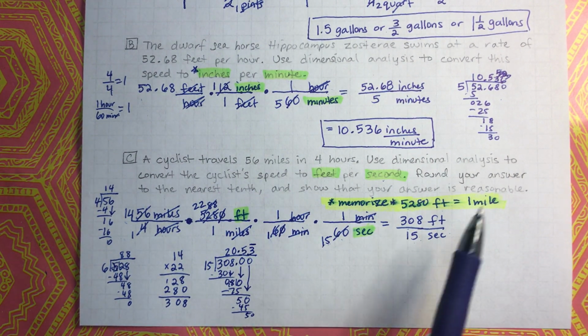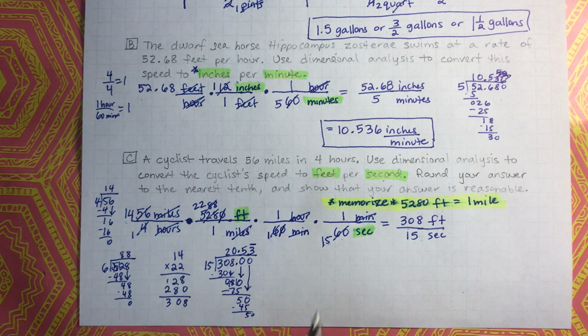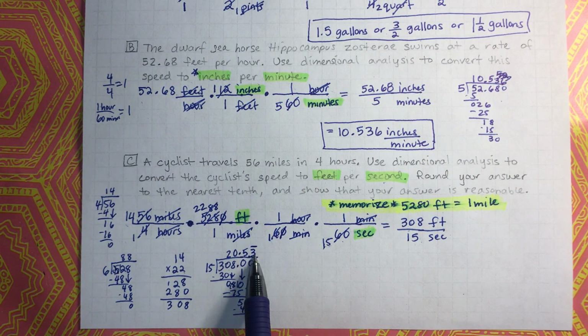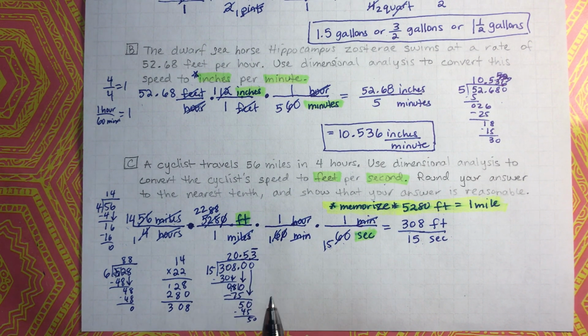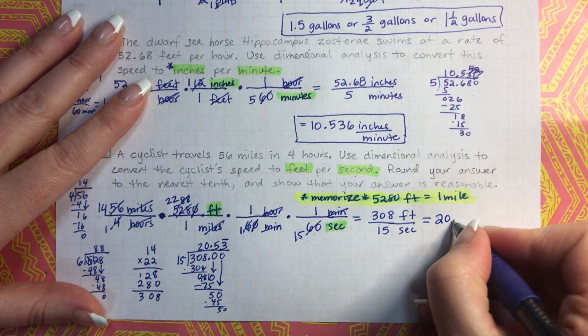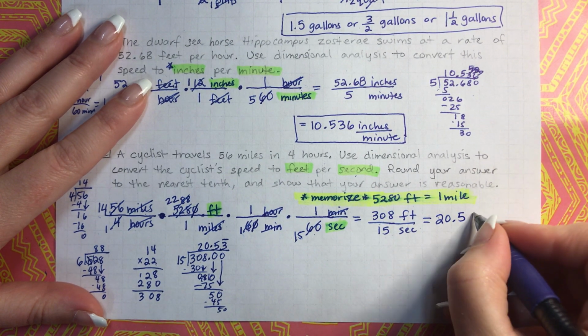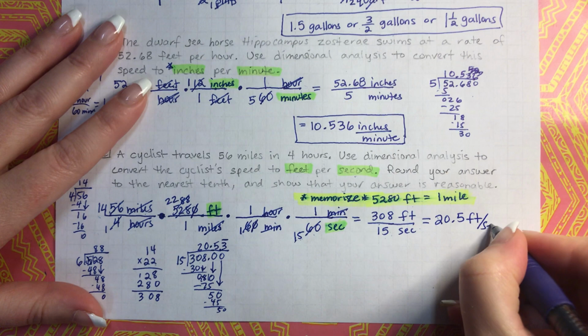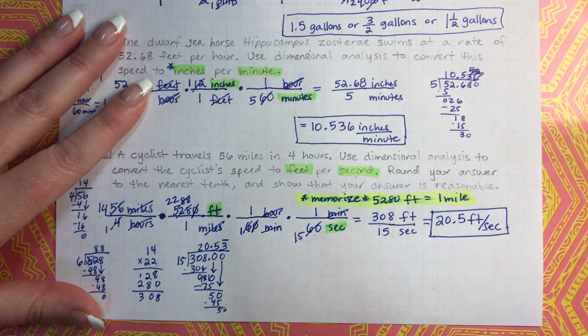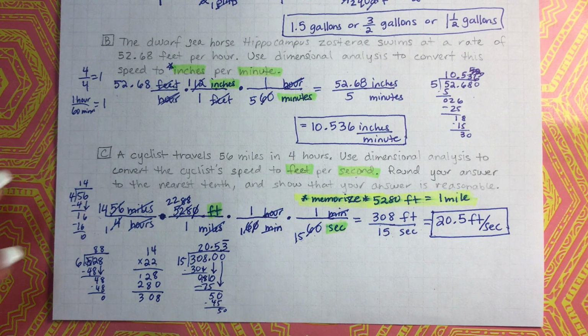So it says round your answer to the nearest tenth. So here's the tenth, and the hundredth is 3. 3 doesn't round the 5 up, so our answer is equal to 20.5 feet per second. All right, there we go.